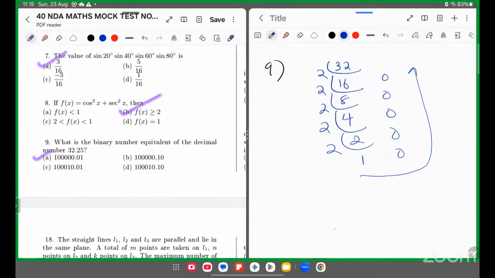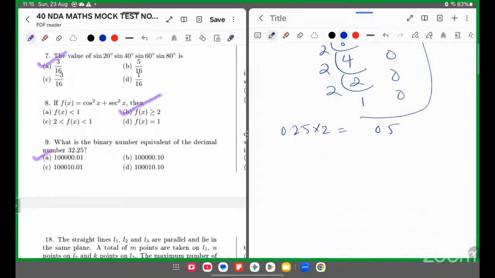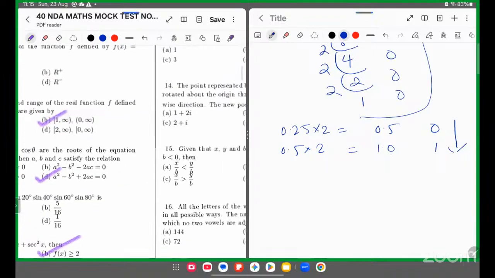So 1 0 0 0 0 0. Option B and A are possibilities, but 0.25 can be written as: 0.25 into 2 becomes 0.5, so 0. Then 0.5 into 2 means 1.0, so here 1. So 0 1 means option A is the correct one. Then question number 10.